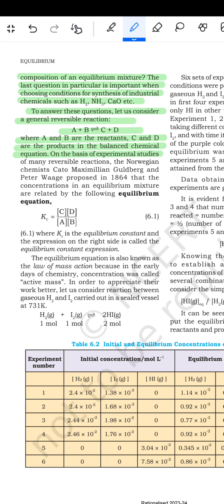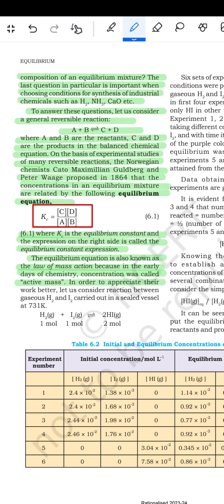On the basis of the experimental study of many reversible reactions, the chemists C.M. Guldberg and P. Waage proposed in 1864 that the concentrations in an equilibrium mixture are related by the following equilibrium equation कि Kc equal to हो जाता है concentration of the products by concentration of the reactants, where Kc is the equilibrium constant and the expression on the right side is called the equilibrium constant expression. The equilibrium law is also known as the law of mass action because in the early days of chemistry, concentration was called active mass.